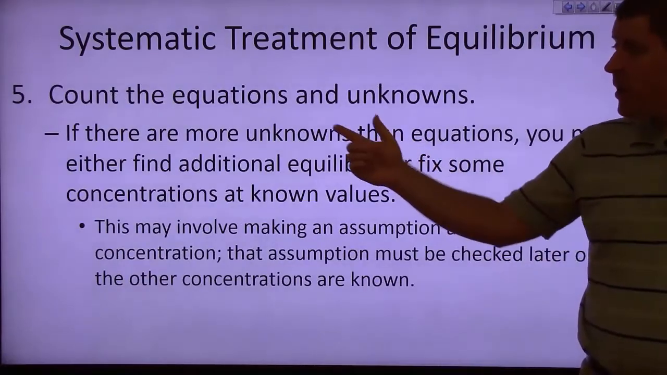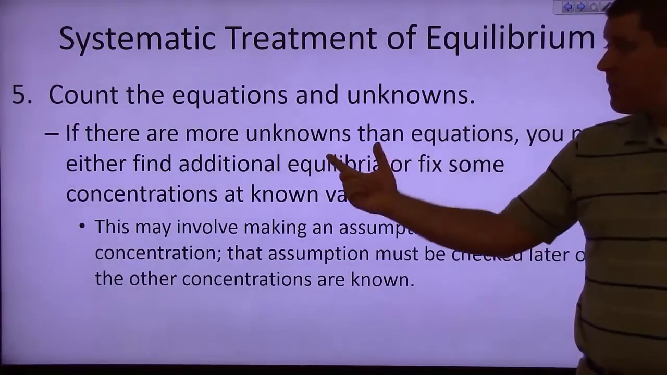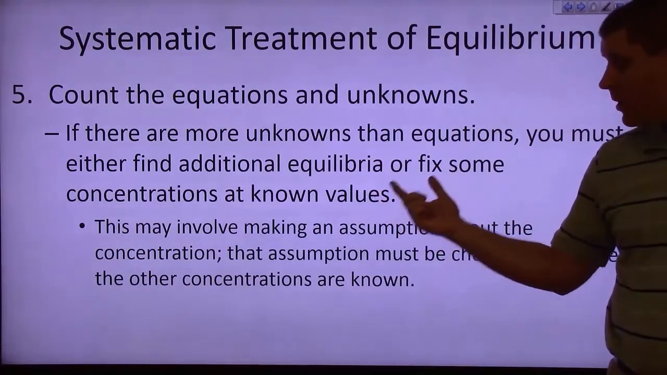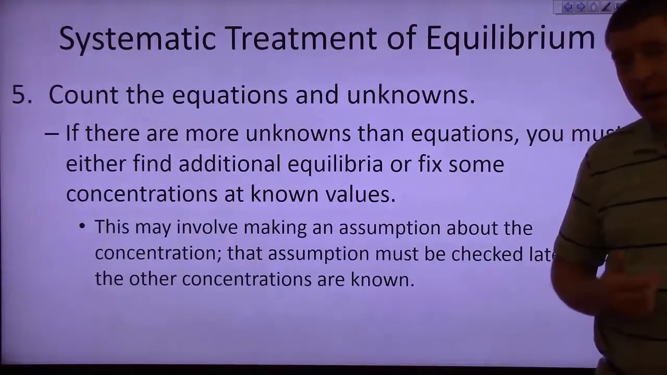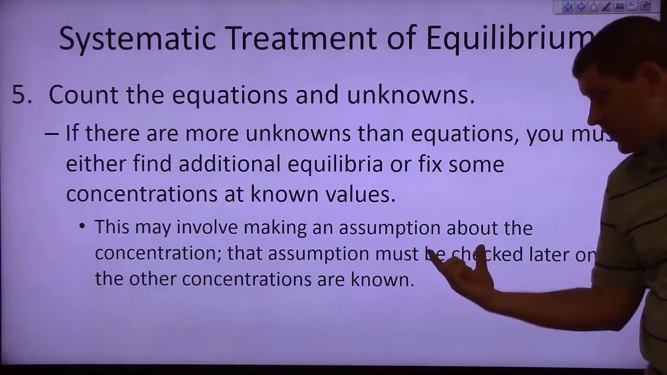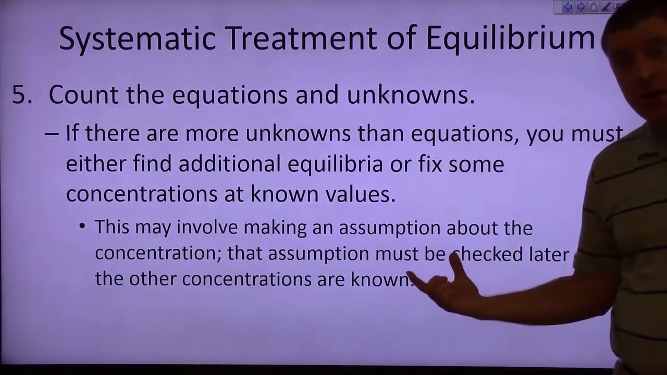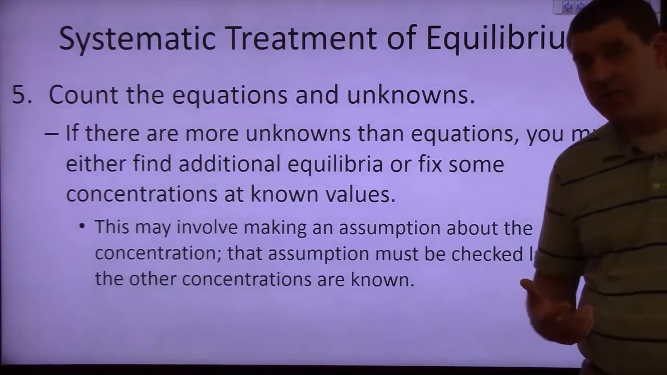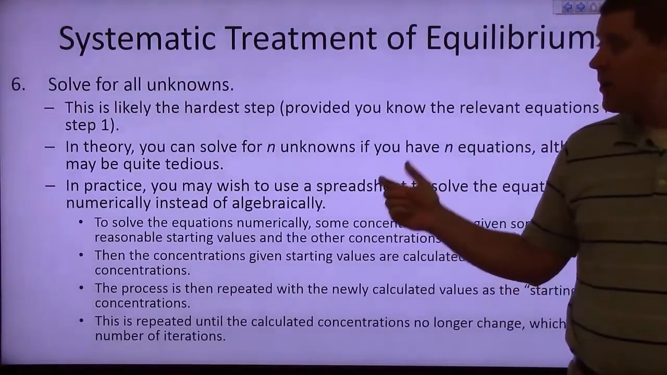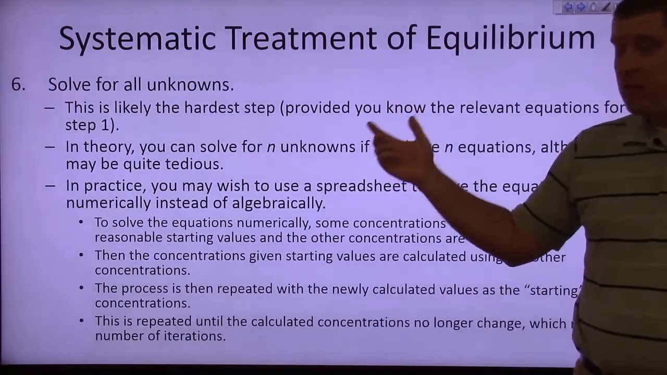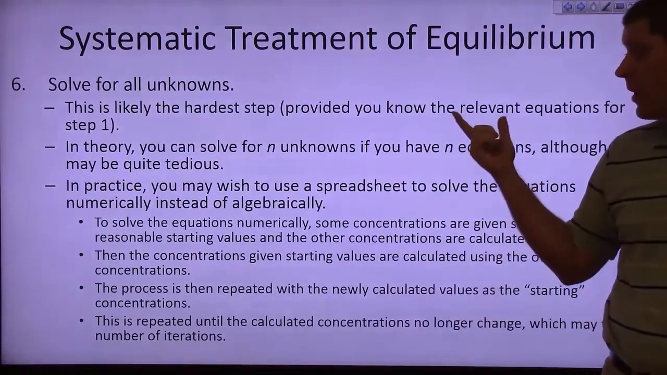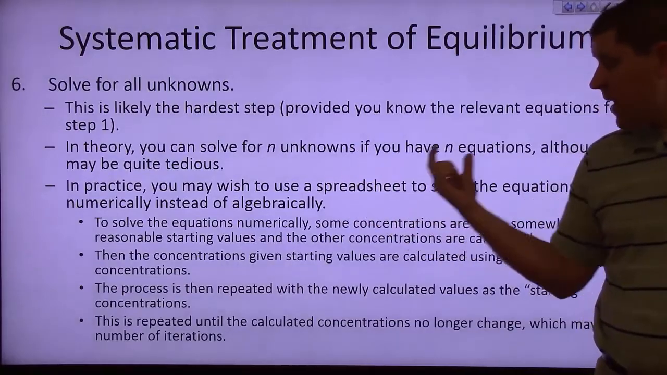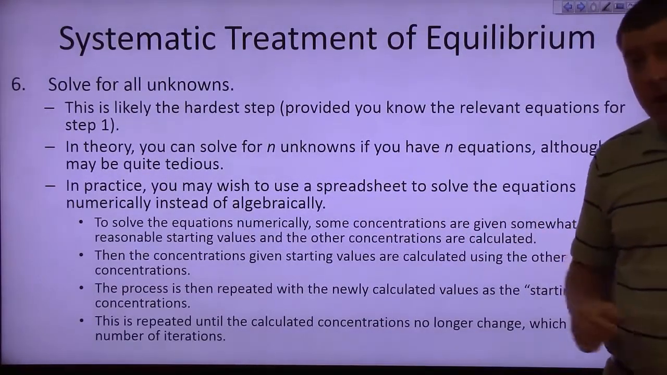The fifth step is then to count the equations and the unknowns. If there are more unknowns than equations, then you must either find additional equilibria or fix some concentrations at known values. Now this may involve making an assumption about the concentration. Later that assumption must be checked once the other concentrations are known to see whether that assumption is in fact valid. The sixth step is then the big one, solve for all unknowns. This is likely the hardest step, provided that you know the relevant equations in step 1. Now in theory, you can solve for n unknowns if you have n equations, although this may be quite tedious.